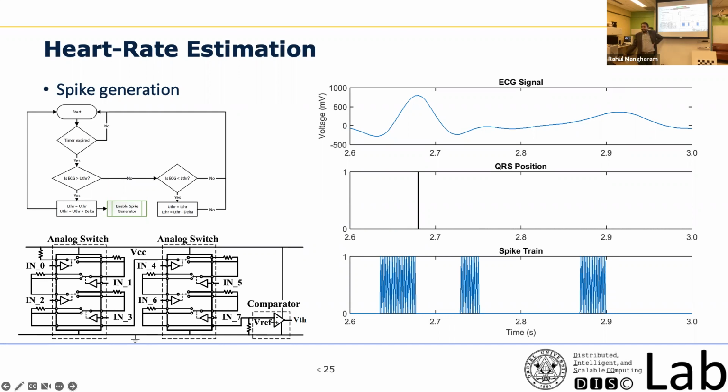My question is, let's assume you deploy it on a patient. How do you know that it's going to keep detecting QRS positions at the right place? It may not be. That's what you see over here.